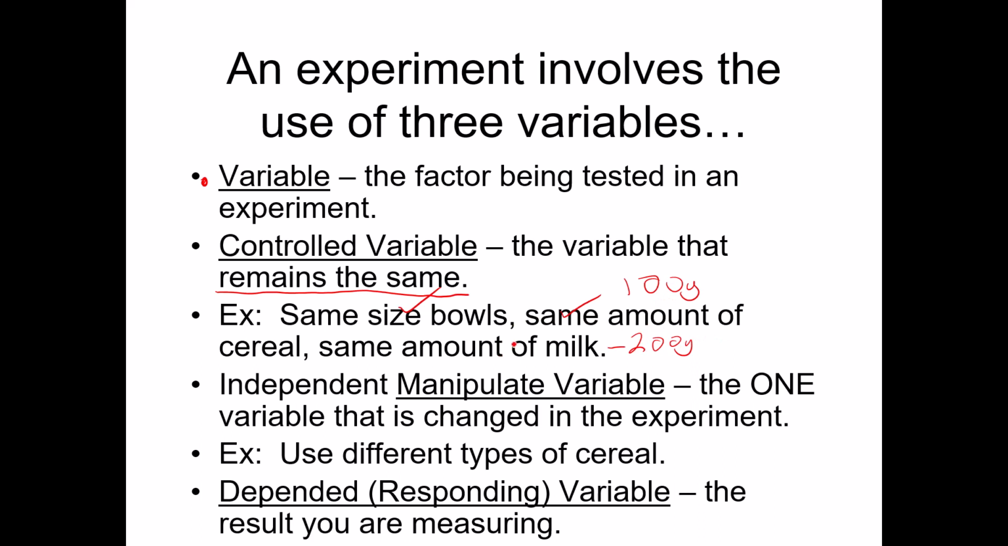Really the only thing that's going to be changed is our independent variable. I'm going to put this in parentheses. Sometimes what we used to hear in middle school is the manipulated variable. This is the one that has changed. This is the only one that has changed. Everything else is held constant except for this one. So we use like cornflakes. Lucky Charms.